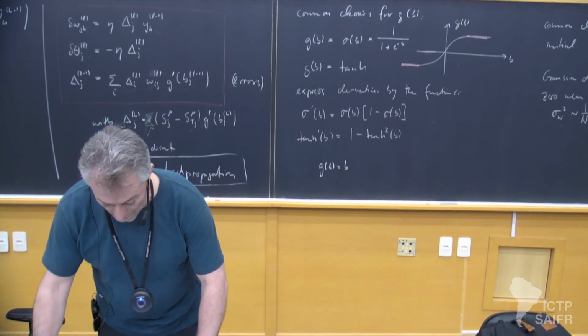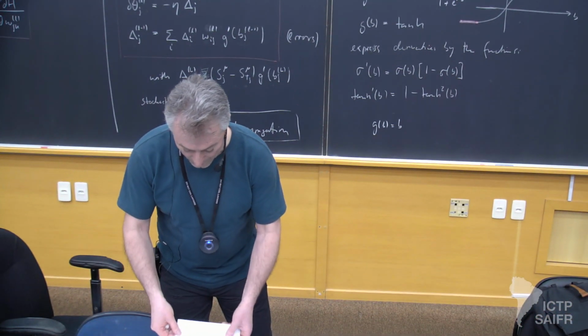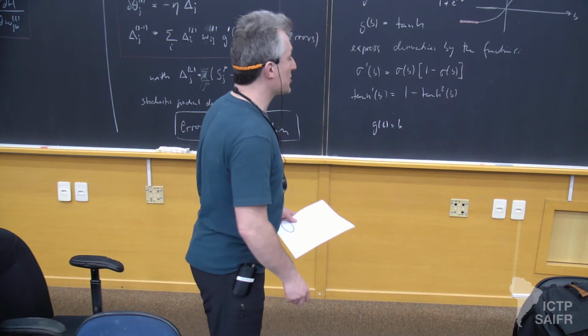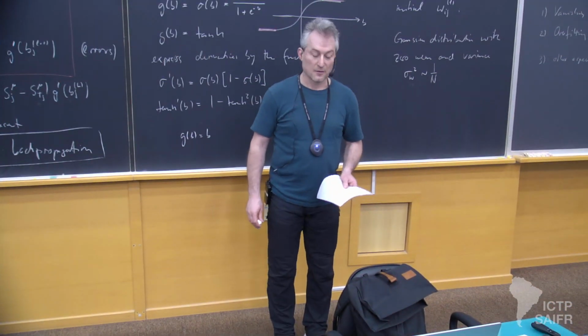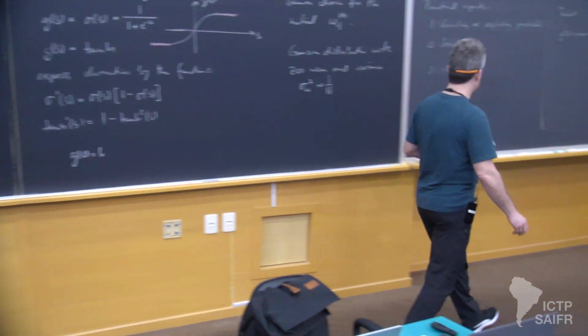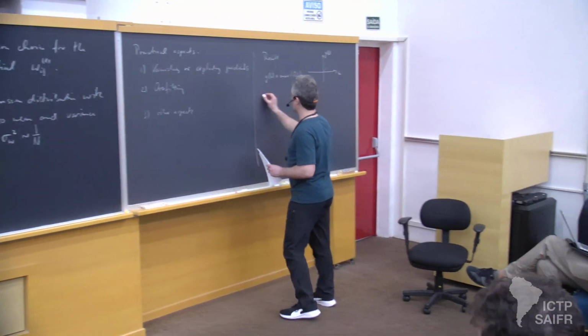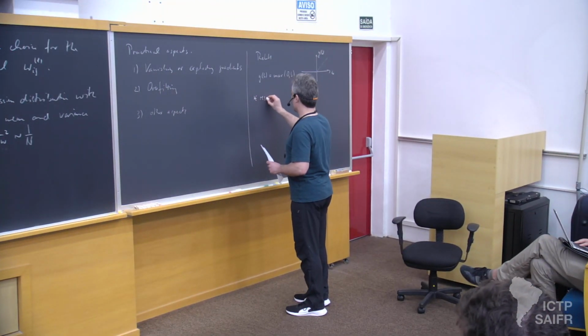Another thing people try is that they actually jump layers. So you make connections that skip some layer. It's called a residual network.